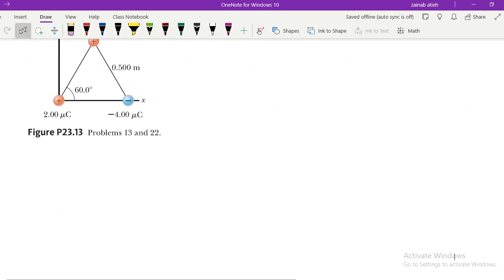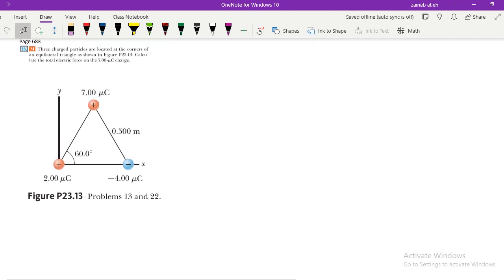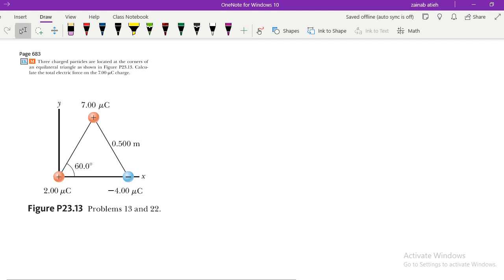I will move to problem 13, page 683. This problem says 3 charged particles are located at the corners of an equilateral triangle as shown in figure 23.13. Calculate the total electric force on the 7 microcoulomb charge.